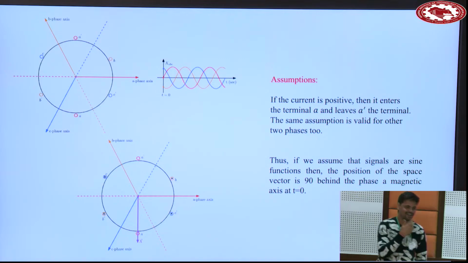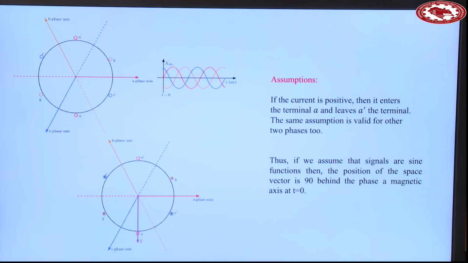A or 90 degrees below. Why 90 degrees below? I have some logic behind that. Okay, this is how the space vector, the rotating magnetic field, was created.